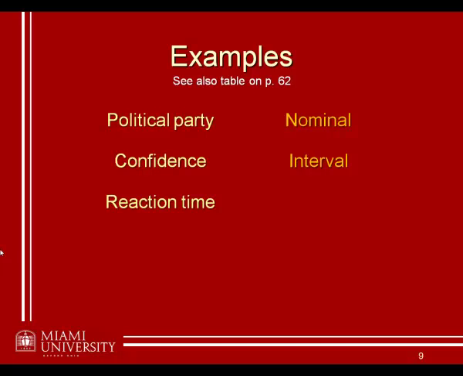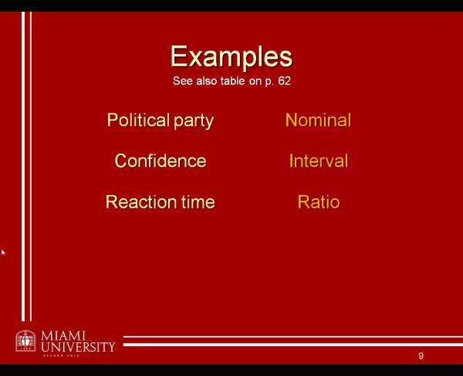Reaction time is a classic measure that exists on a ratio scale. So think about it. If somebody responds after 1,000 milliseconds or 1 second, that person took twice as long as somebody who responded after 500 milliseconds. Now notice I said twice as long, okay? That is exactly the type of relationship that we talked about is only possible on a ratio scale.